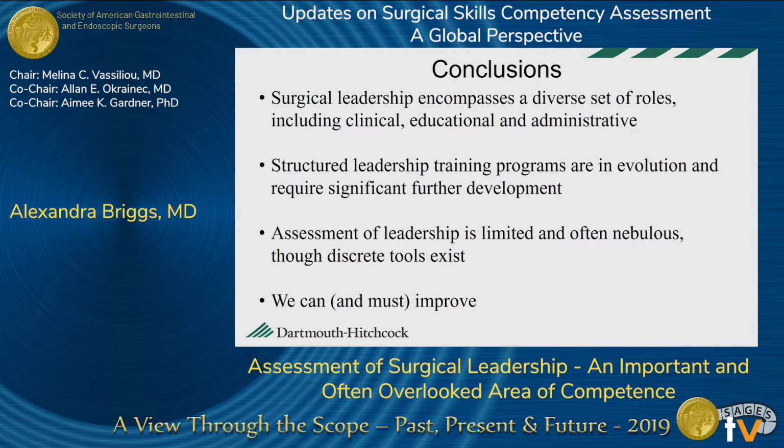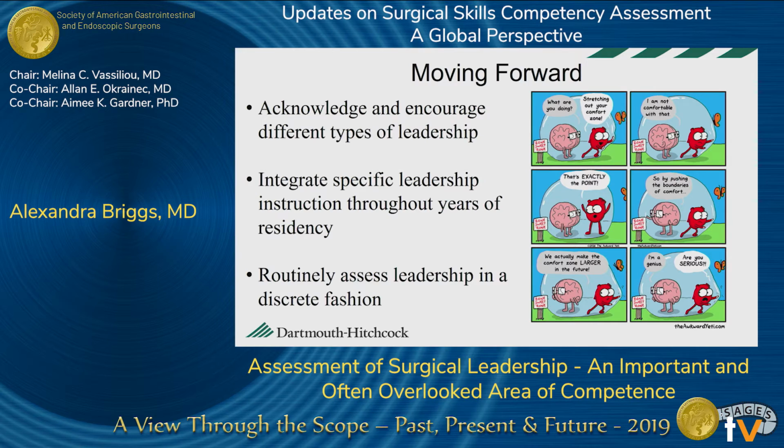So how do we do that? Well, first of all, we have to acknowledge and encourage different types of leadership. You have to find out, is your trainee or your colleague, are they aiming to be a CEO? Are they aiming to be a dean of a medical school? Or are they aiming to be an excellent clinical surgeon? That will change how you want to develop their leadership potential and how you're going to assess it.